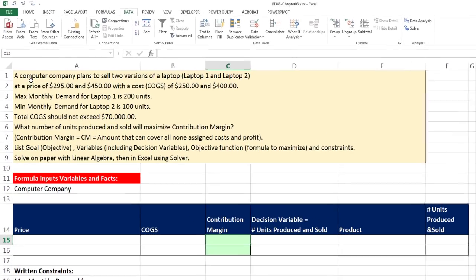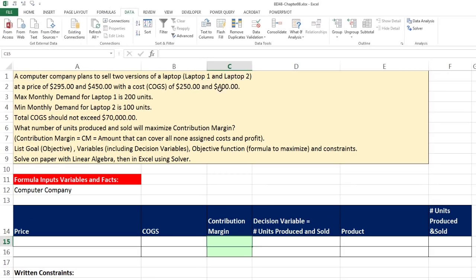Now, here's our problem. A computer company sells laptop 1 and laptop 2. We have a price of $295 and $450 respectively and a cost of goods sold of $250 and $400 respectively. And we would like to maximize contribution margin given some constraints.